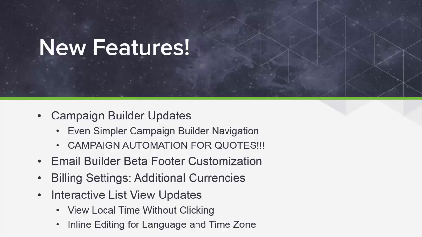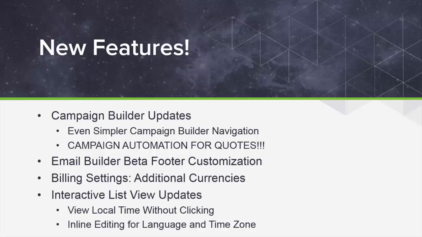This is kind of a continuation from last time. We have campaign automation for quotes. The email builder beta footer can now be customized. And in the billing settings, we added a bunch of currencies you can choose from. And then in the interactive list view of contacts, we have some updates so that you can view the local time without clicking, and you can edit the language and time zone also without clicking into the contact record.